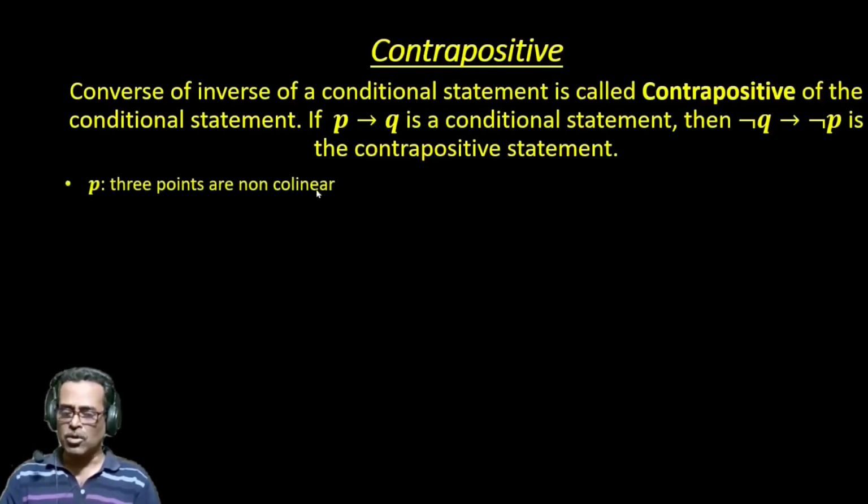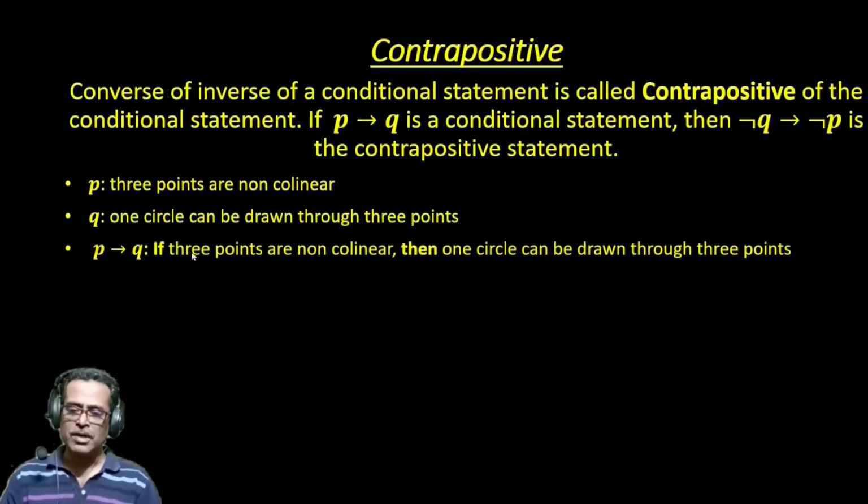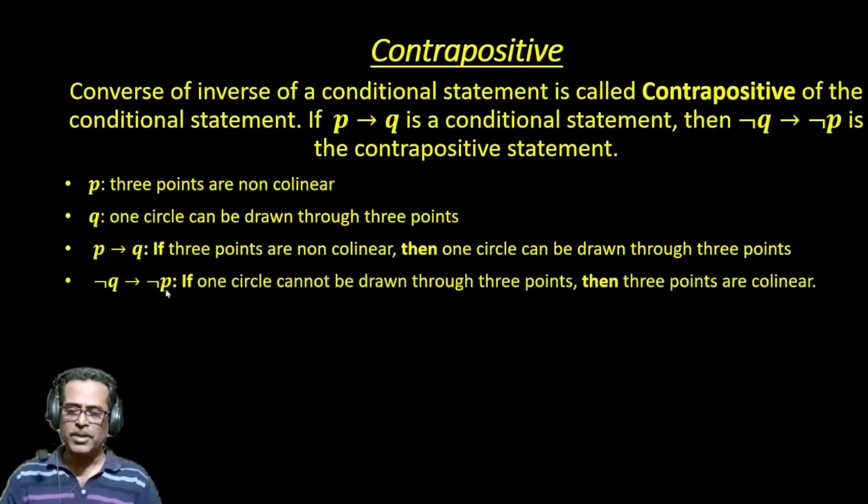3 points are non-collinear. One circle can be drawn through 3 points. So P implies Q: if 3 points are non-collinear, then one circle can be drawn through 3 points. Not P, not Q. Not Q implies not P: if one circle cannot be drawn through 3 points, then 3 points are collinear. Now, P implies Q is equivalent to not Q implies not P. That is, the conditional statement is equivalent to the contrapositive of the conditional statement.